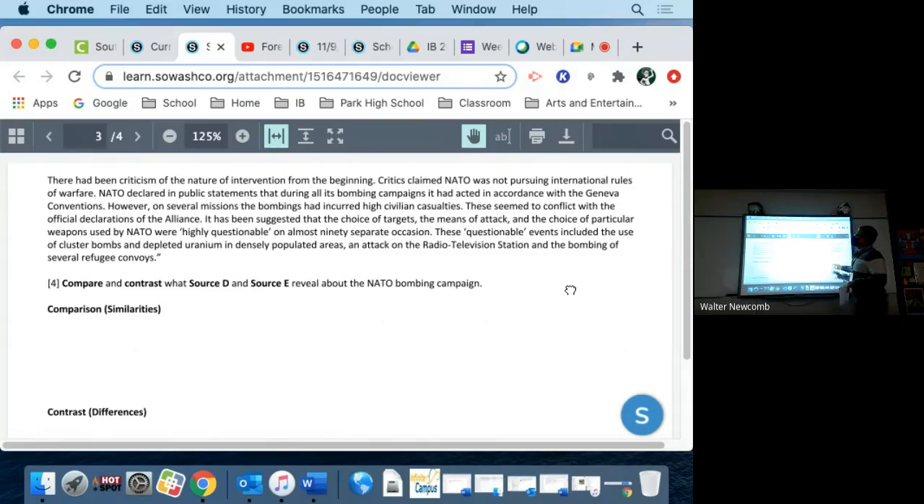All right. There has been criticism of the nature of the intervention from the beginning. Critics claim NATO was not pursuing international rules of warfare. NATO declared in public statements that all its bombings had acted in accordance with the Geneva Convention. However, on several missions, the bombing had incurred high civilian casualties. These seem to conflict with the official declaration of the alliance. It had been suggested that the choice of targets, the means of attack, and the choice of particular weapons used by NATO were highly questionable. On almost 90 separate occasions, these questionable acts included the use of cluster bombs and depleted uranium in densely populated areas. Well, that just sounds like, wow, big stuff.